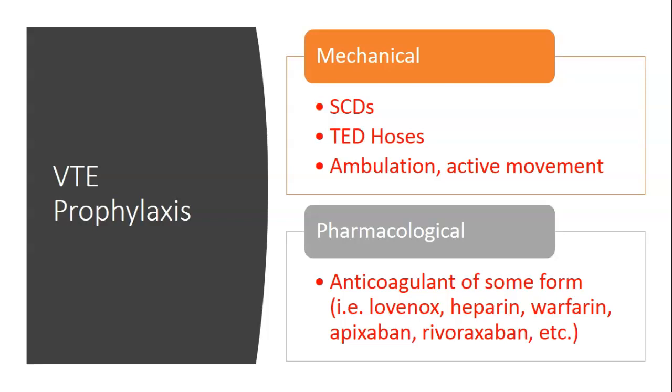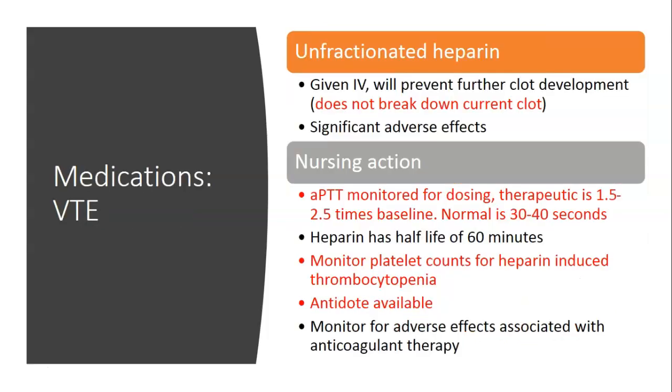So prophylaxis, again, mechanical will be your SCDs, your TED hose, which are those thigh-high stockings, ambulation, active movement. Pharmacologically, anticoagulants of some form. This could be Lovenox, heparin, warfarin, apixaban, one of the anticoagulants. Medication, IV heparin, and remember, giving an anticoagulant doesn't actually break down a current clot, and watch for significant adverse effects.